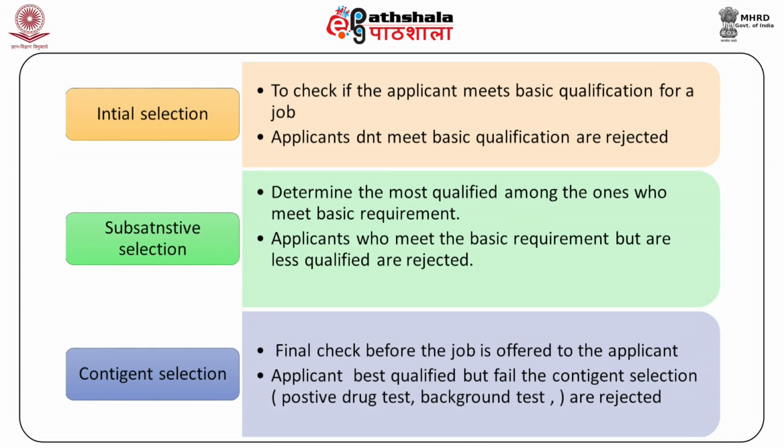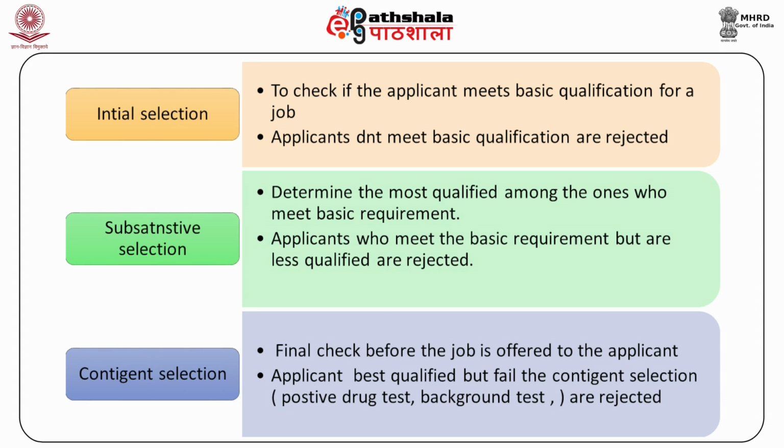Now, what does initial selection mean? It means to check if the applicant meets basic qualifications for a job, and applicants who do not meet the basic qualifications are rejected. The second stage, substantive selection, ensures that the most qualified among those who meet the basic requirements are filtered, and applicants who meet the basic requirements but are less qualified are rejected.